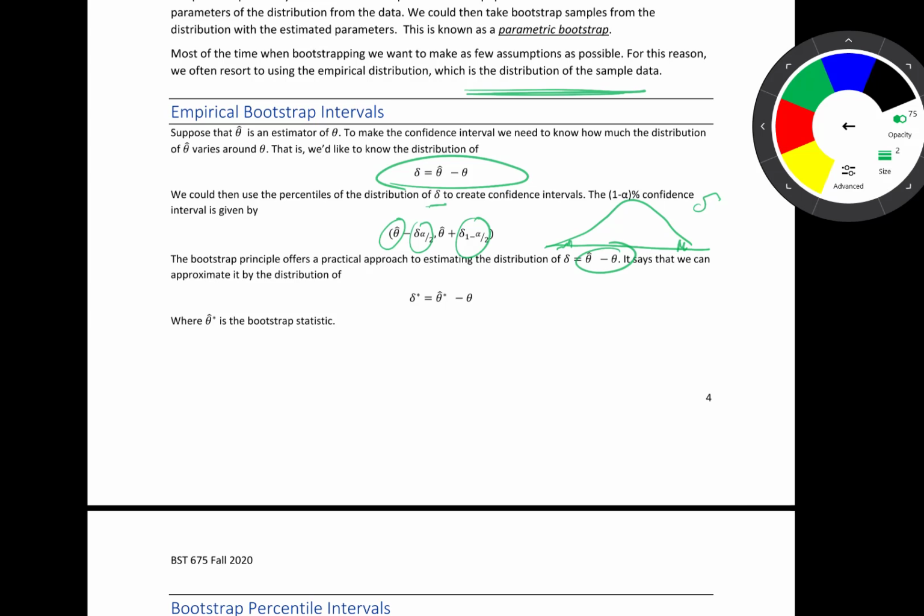Now, notice it says that we can approximate the distribution by this right here, where theta hat star is that bootstrap statistic. So we estimate the distribution of delta by looking at delta star, where delta star is a bootstrap statistic. So this is one way that we could go about bootstrap intervals, and again, this is called the empirical bootstrap interval. Now, we're not going to actually program this one. I just wanted you to be aware of it.